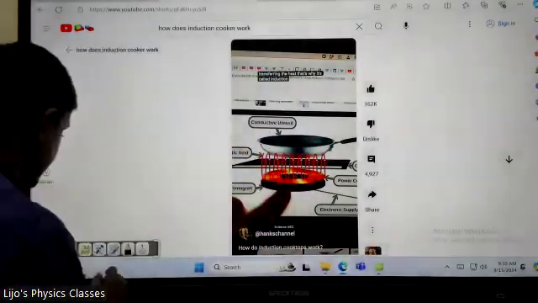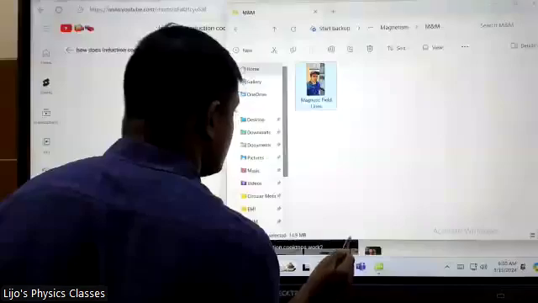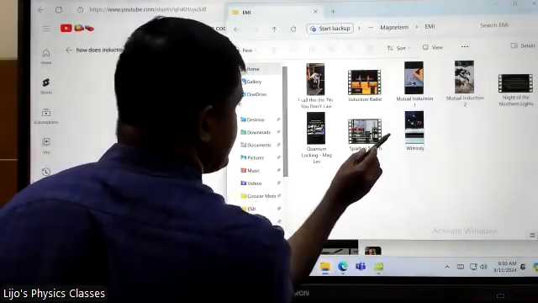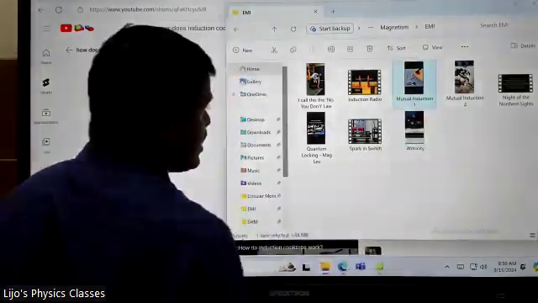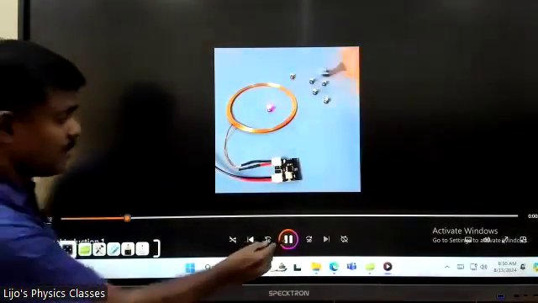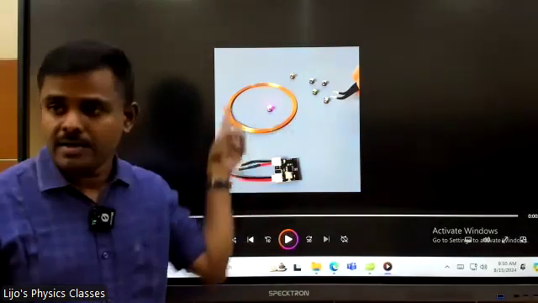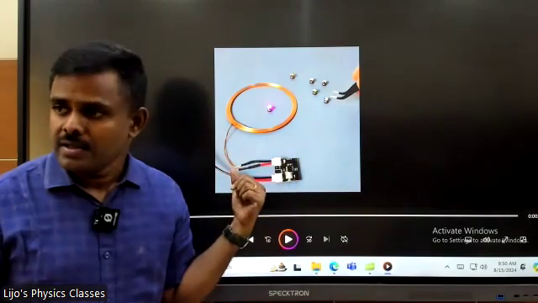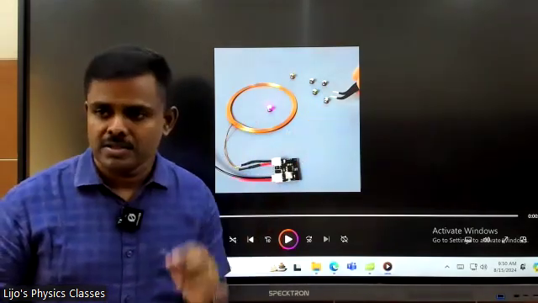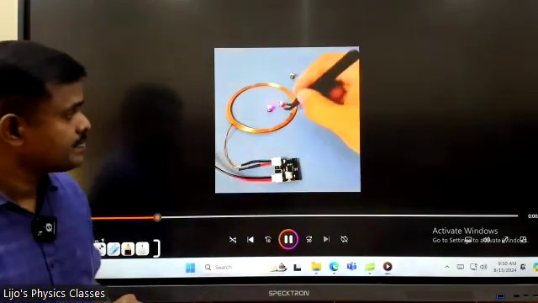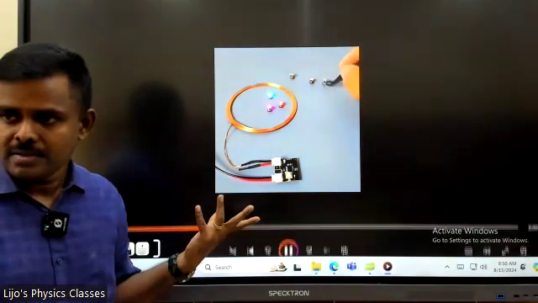So this is mutual induction, and I'll show you something. Look at this. This is the mutual induction I was talking about. This is the primary coil, which has a changing field. And where is the secondary coil? It's under the bulb. You can't see it, so tiny. See what happens when you put it in. Look at that. The bulb glows, right?